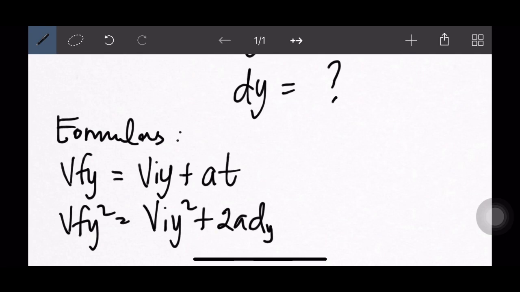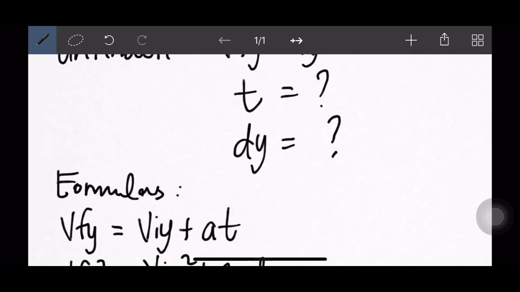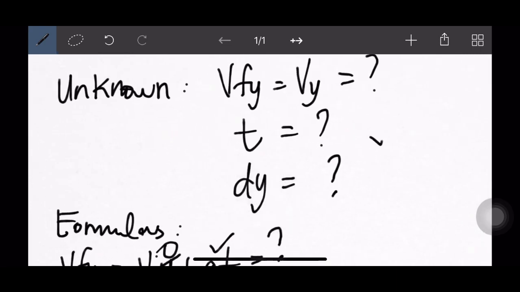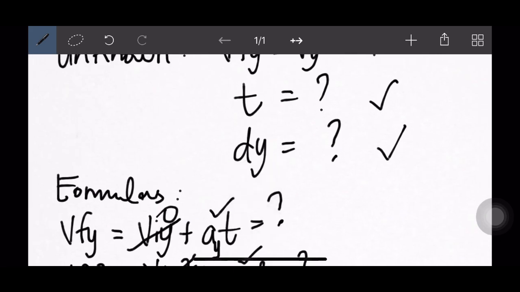Okay, let's try to look at the first formula for VFY. VIY, since it's from the starting point, is going to be 0. Okay, and you have the value of AY, so you can solve, but you don't have the value of time. Okay, what about the second one? This is also going to be 0. So you have 2 that is constant, AY that is given, the acceleration due to gravity, and you also don't have the value for DY, that is the unknown here. So it will depend on you which formula is much easier to use.